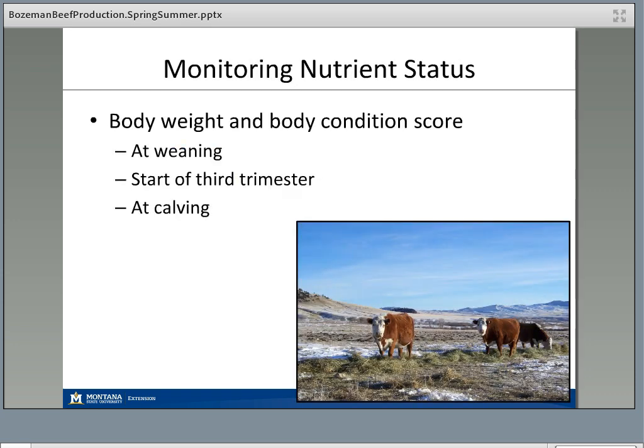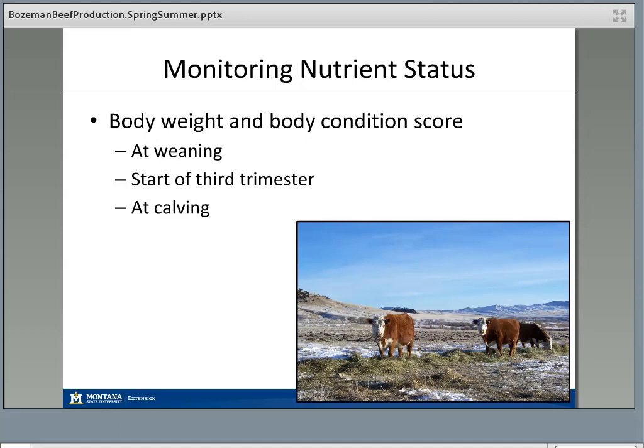So I'm a big fan of the idea of monitoring nutrient status throughout the production cycle, taking a look at body weight and body condition score. Certainly body weight is something that's harder for people to measure, and most people don't. But body condition score is certainly something that we can measure by eye.